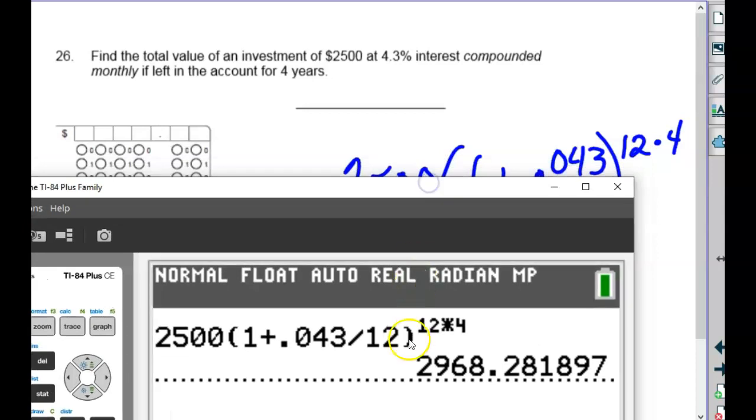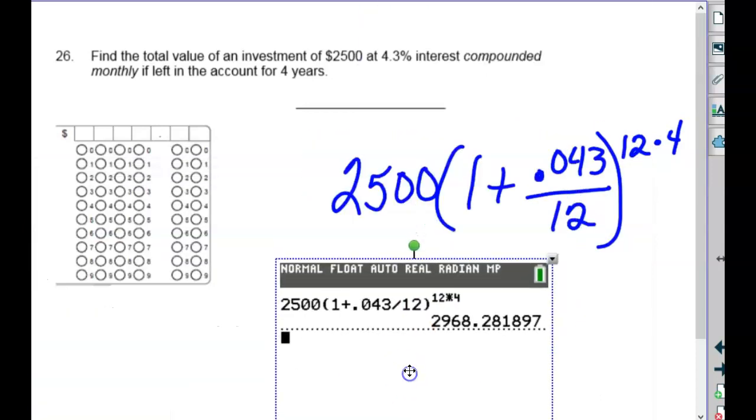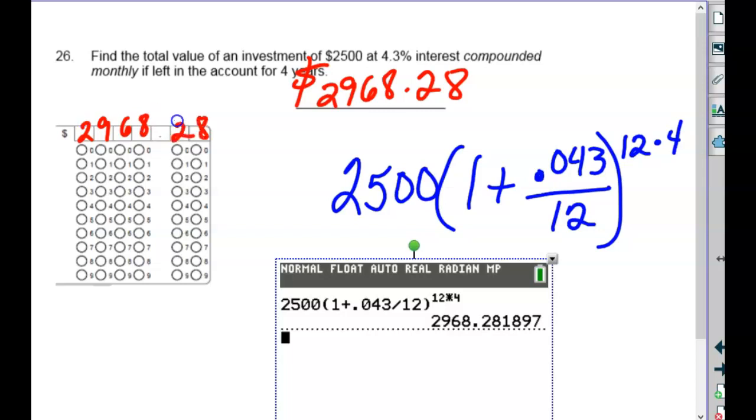Okay. So we need to put this to the nearest penny. And then we need to bubble it over here. It would be 2968.28.